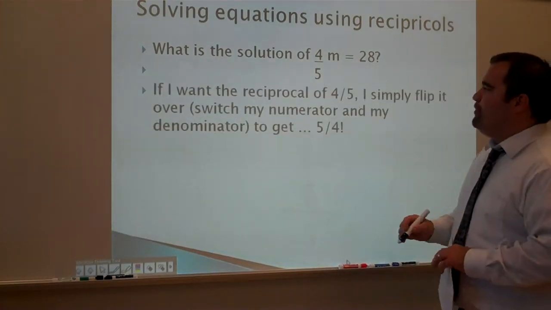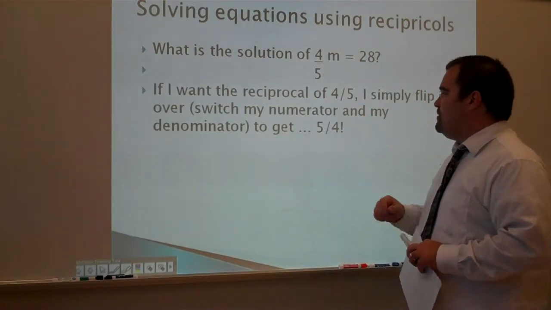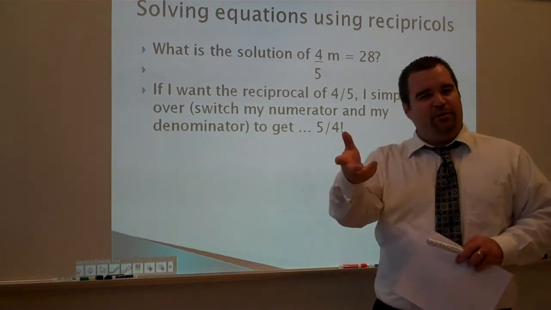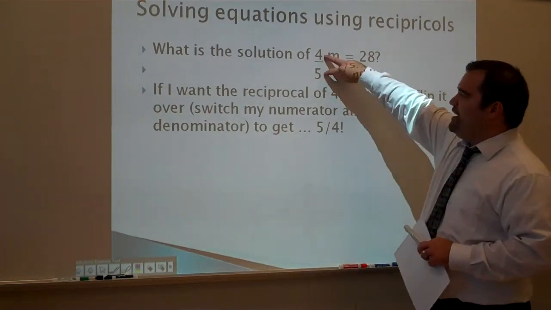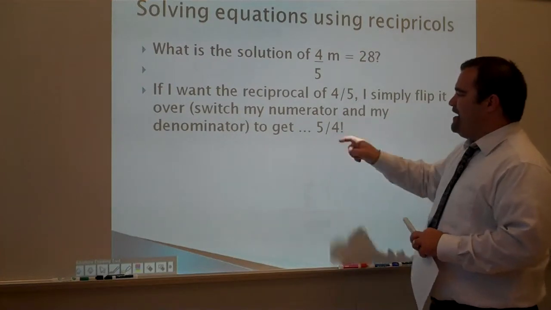I need to find the reciprocal. I need to multiply this by the reciprocal. And remember, when I do the reciprocal, I just flip it over. I take the numerator and the denominator and I switch them. I get 5/4.